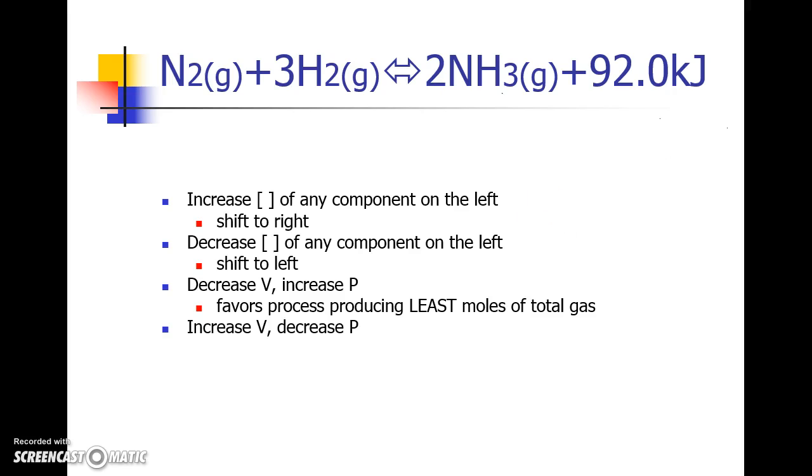If we increase the volume and decrease the pressure, it's going to favor the process with the most moles of gas. So it says, oh, I have all this extra space. I can fill up this extra space by going to the side with more moles.